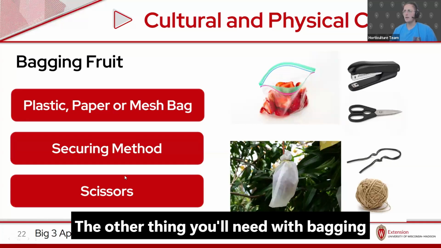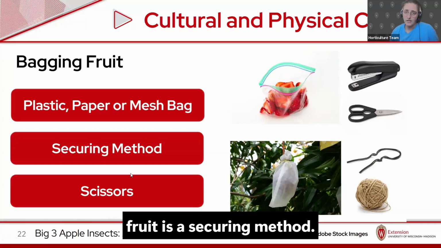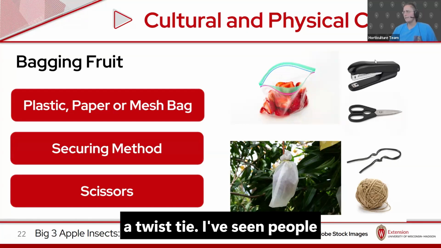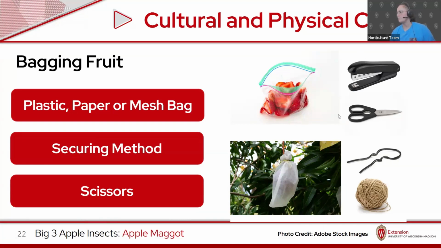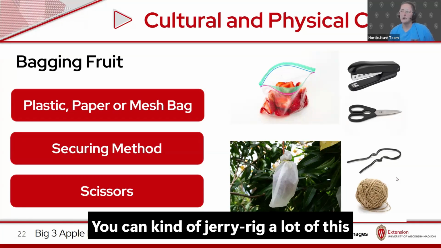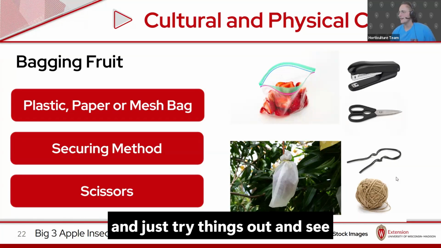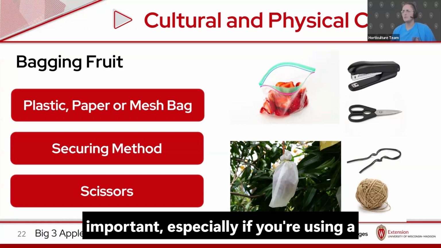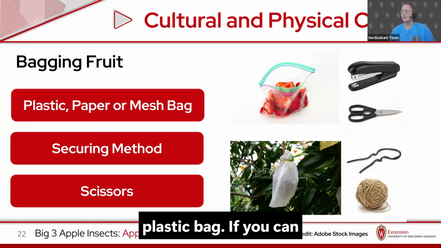The other thing you'll need with bagging fruit is a securing method. A lot of times that's just a twist tie. I've seen people staple things onto a branch, or use a string of some sort. You can jerry-rig a lot of this and just try things out and see what works for you. And then scissors are important, especially if you're using a plastic bag.